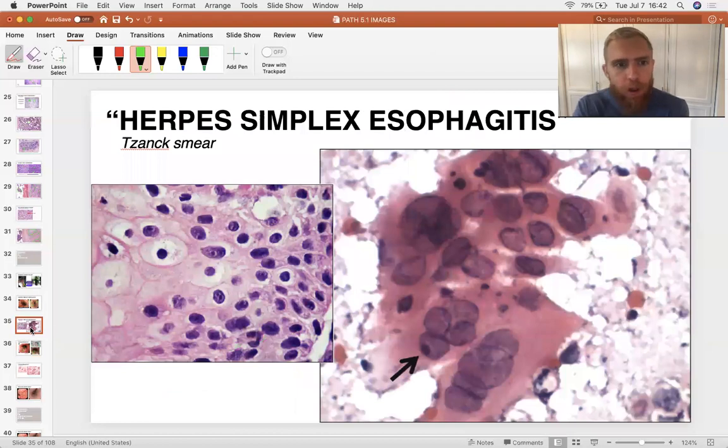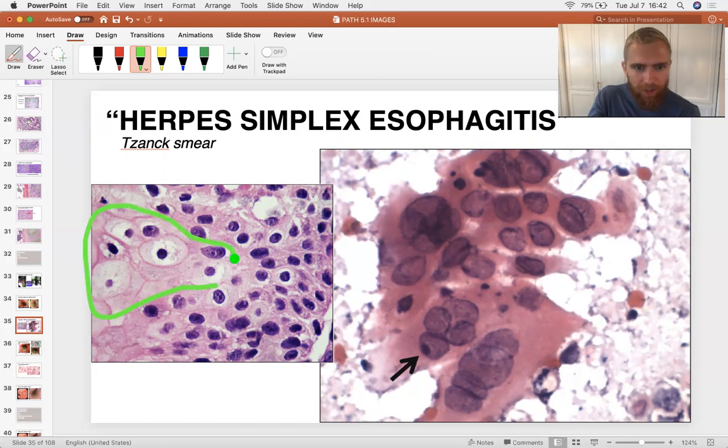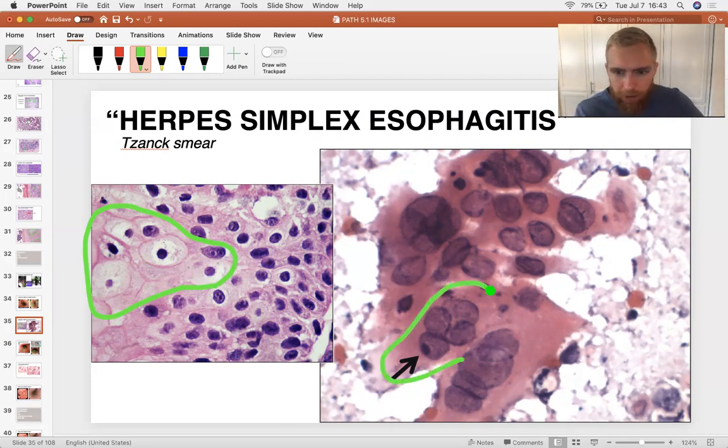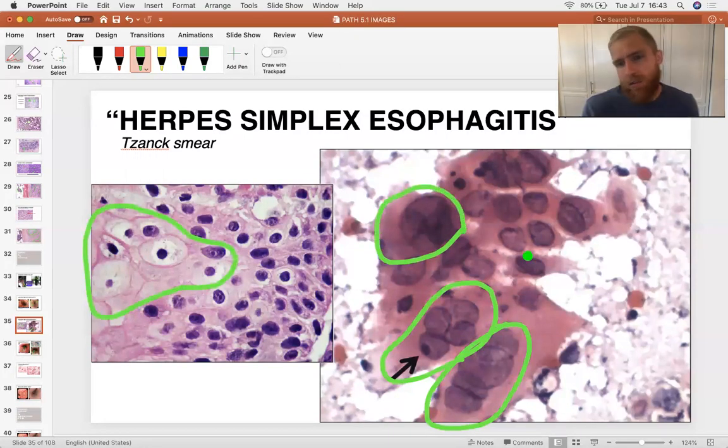So let's look at the cell preps, the Tzanck smear. Again, you're going to see multinucleated giant cells, and we're really seeing a big syncytium of cells along the left side of this picture. Those are not normal epithelial cells, you can tell. And on this image on the right, in the lower left quadrant, here is a big multinucleated giant cell. Here's another big multinucleated giant cell. Here's a third multinucleated giant cell, and these things are just not nice.